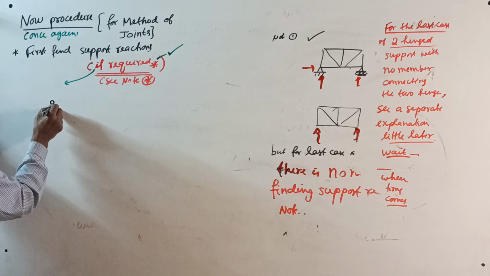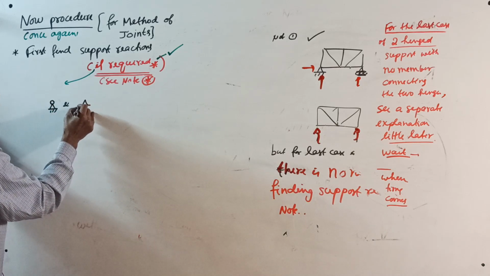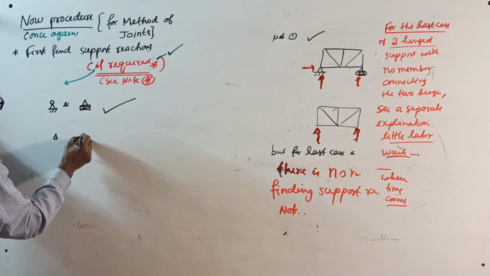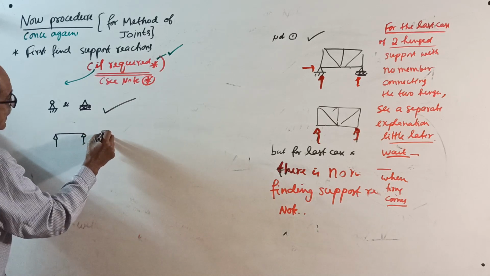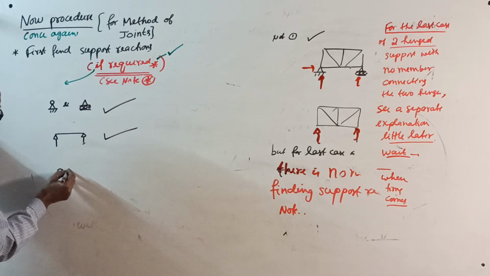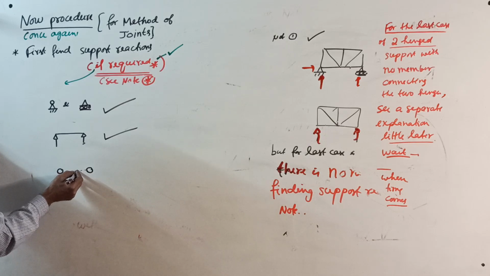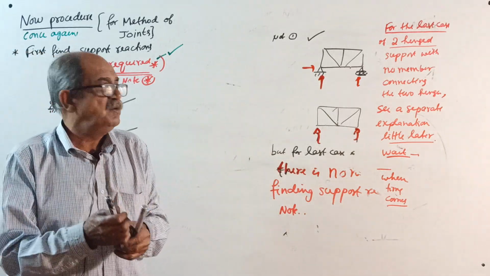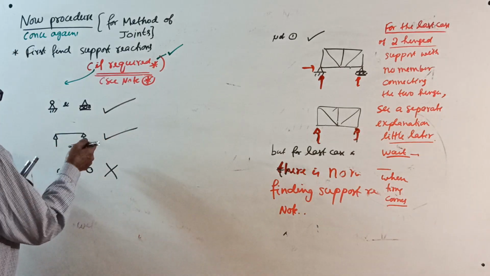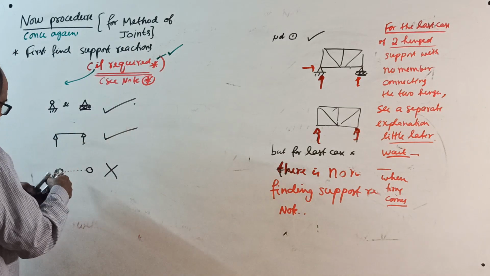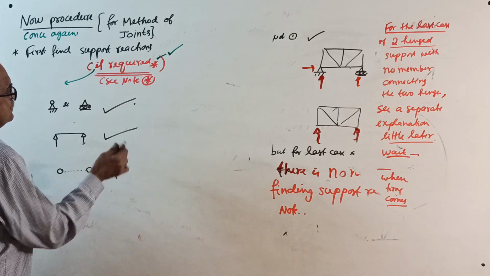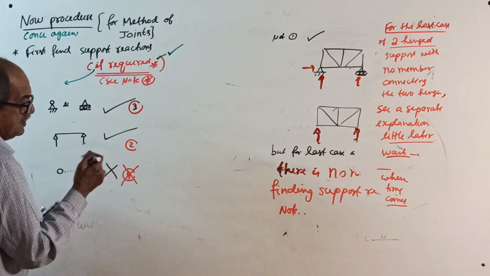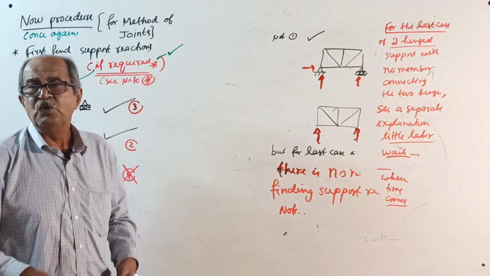One hinge and the other roller, reactions are required. Two simple supports, reactions are required. But two hinged supports with no member connecting them, reactions are not required. See, one hinge, here three reactions; here three reactions; here three reactions. Here only two reactions. Here four reactions, but not required. First of all, four reactions you can't find.